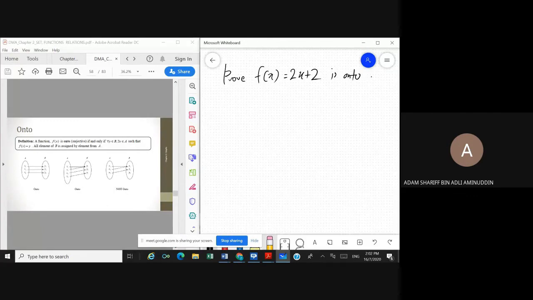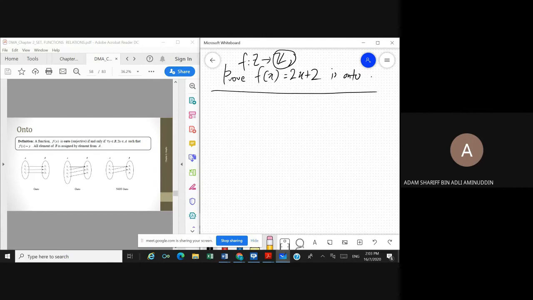It's very important for me, for this question, I must write first what is the domain and what is the codomain. Prove that f(x) = 2x + 2 is onto. It means all codomain of integers is being assigned to at least one element from the domain. Like the diagram here. This one is onto, this one is not onto because y3 is not being assigned. But right now it involves an infinite set here, Z.